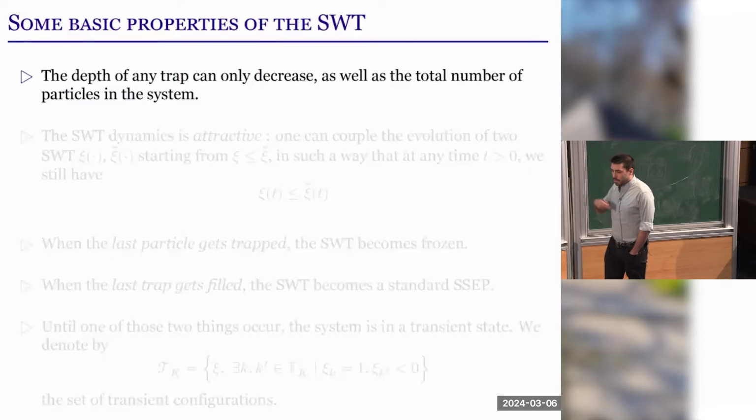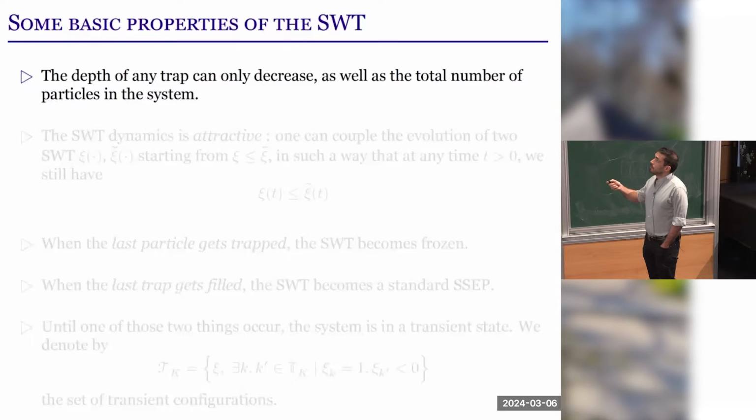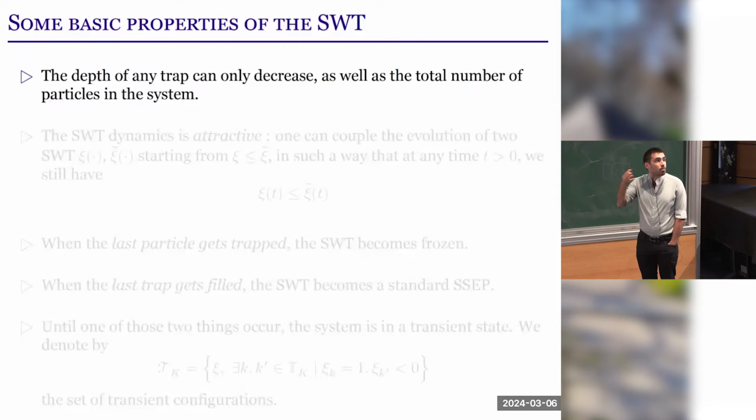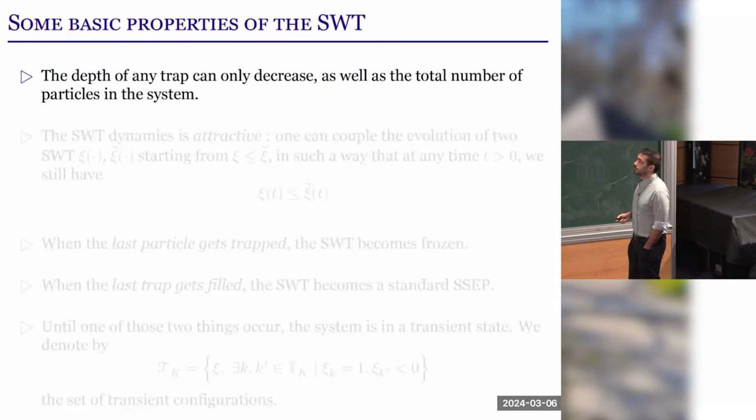Okay, so a few comments or a few properties of this model. The first one is that the depth of any trap can only decrease. This is straightforward because the only way for the trap depth to change is if a particle jumps in. In the same way, the total number of particles can only decrease, because particles are conserved except if they fall into a trap.